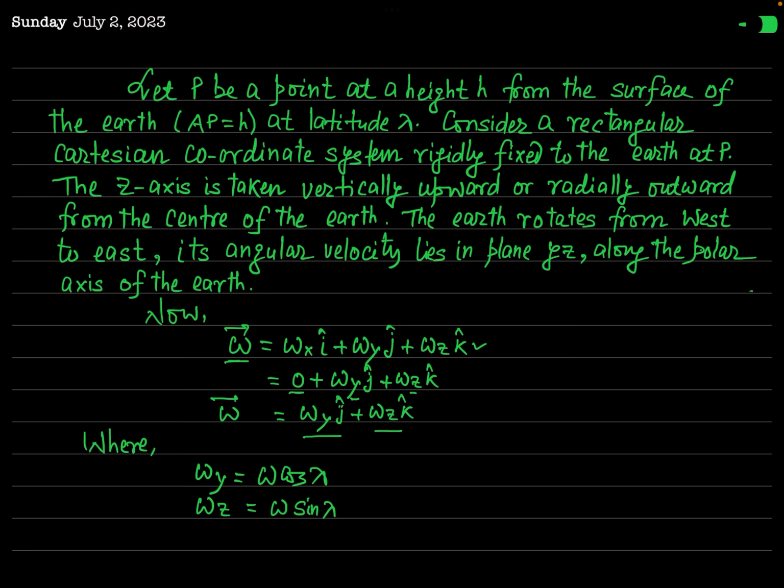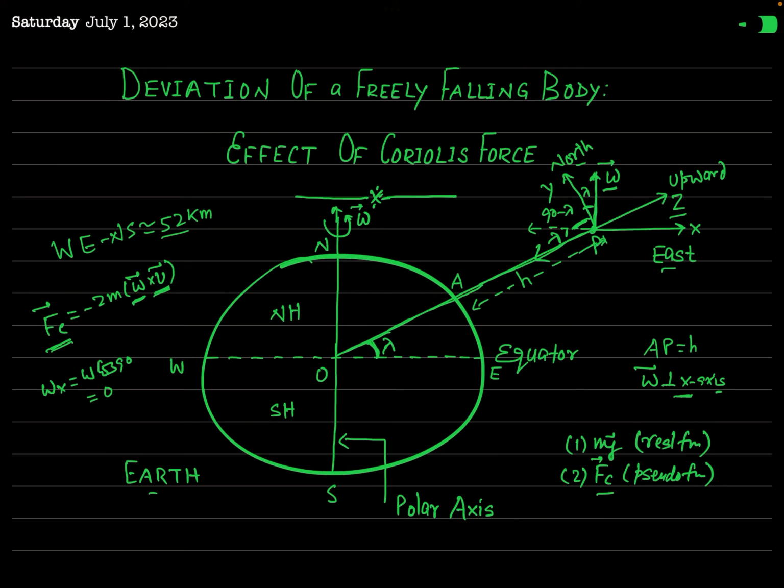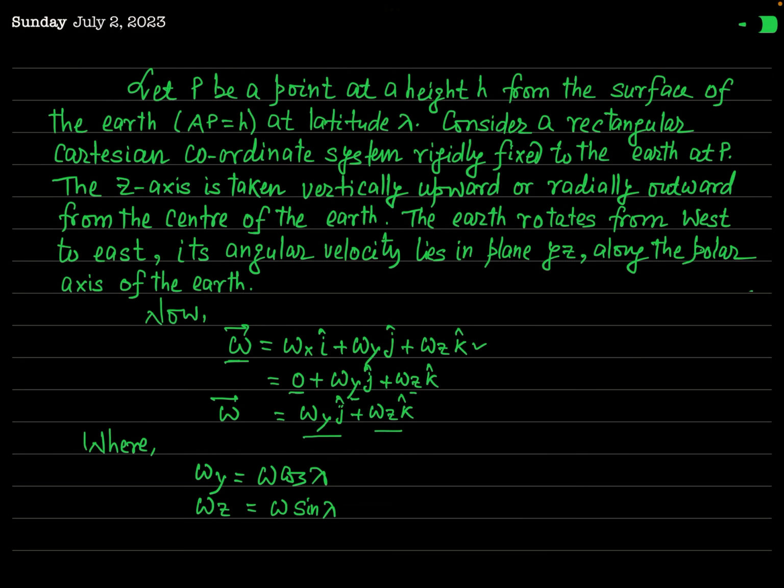But see this figure. Since omega makes an angle lambda with the y-axis, its y component will be omega cos lambda, and its z component will be omega sin lambda. So I have written here, you can see, omega y is omega cos lambda and omega z is omega sin lambda. I have not substituted this value here. When it is needed, I will substitute it. Okay. Now we will think about the velocity of the particle.